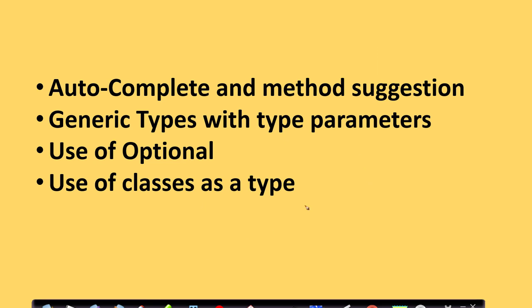Okay, now let's understand what we are going to learn in this video. We will see an example of autocompletion, how text editors can help us using types. The other thing we will see is generic types with type parameters. By generic types, I mean list or dictionary, these things. The third thing we will see is the use of Optional. Sometimes we need a null value in the database. In those cases, Optional will be a great thing.